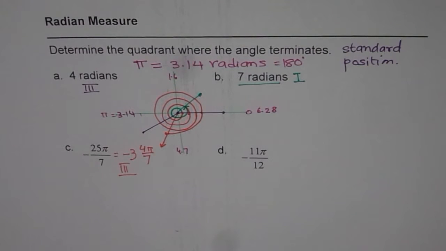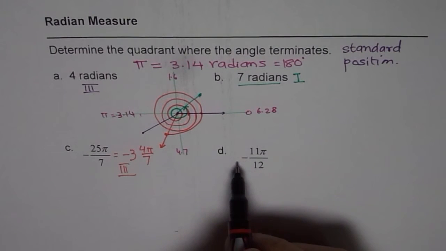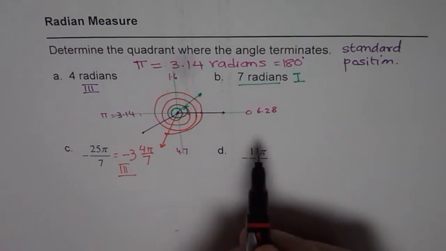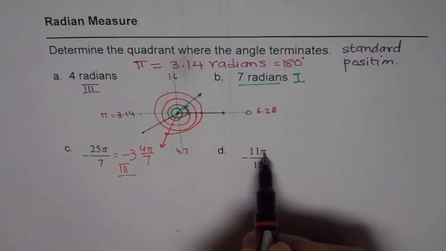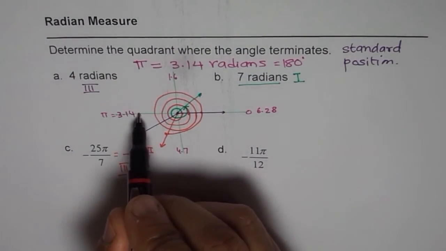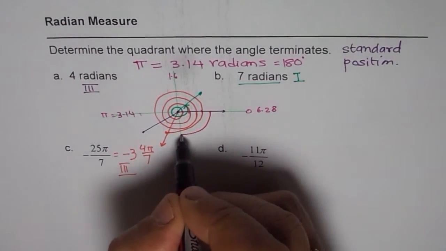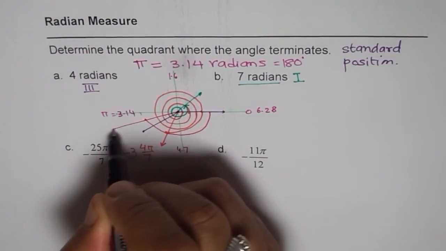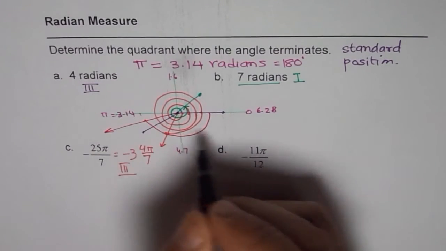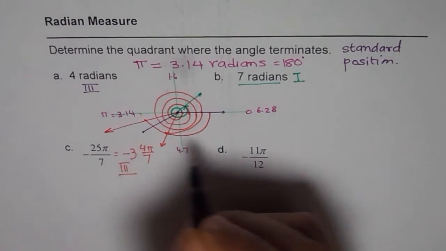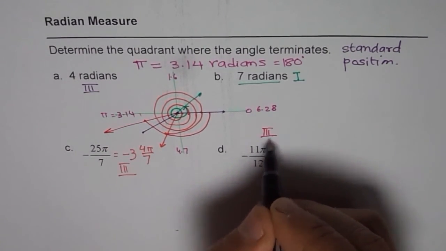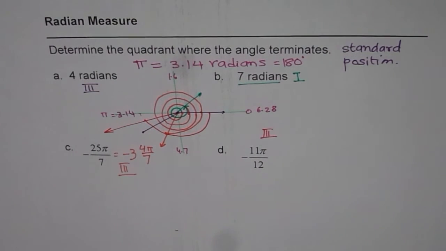Now let's look into the last example, which is again I've taken purposely with minus. So we'll go clockwise. Minus 11 pi by 12. Now this pi is divided into 12 portions, out of which we are going to 11. So that means we are going from here to kind of here. Do you see that? So that is minus, clockwise, and this is landing in quadrant 3. Right? So that is how you can figure out in which quadrant the terminal arm will terminate, right?